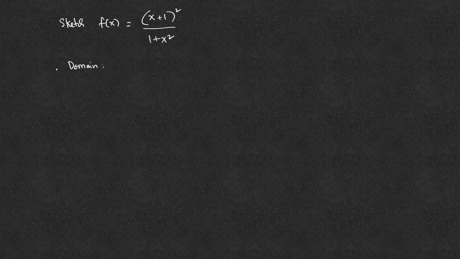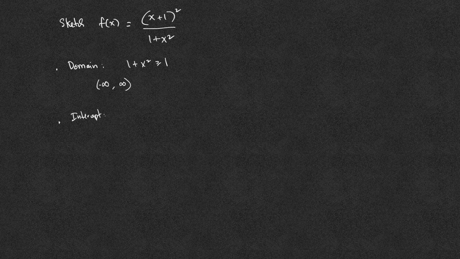This is a rational function, so we need to pay attention to the denominator to see where it is 0. This function is not defined when the denominator is 0, but in this case, the denominator 1 plus x squared is at least 1, so it will never be 0. What this means is that the domain of the function f is the set of all real numbers, negative infinity to infinity.